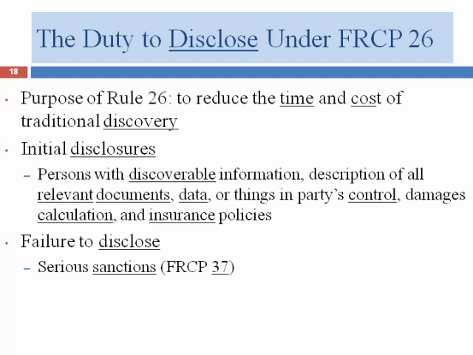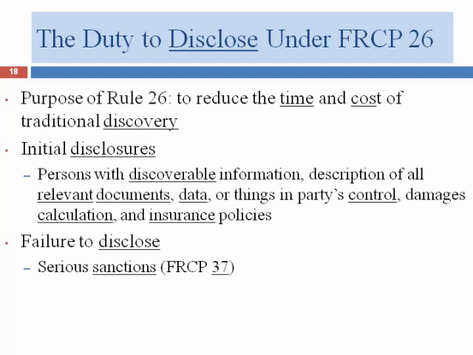Parties with discoverable information, the initial disclosures are you have to list individuals who have discoverable information. You have to describe all the relevant documents and data or things that might be in your control. You have to calculate damages, and you have to disclose insurance policies that may be applicable. So the goal here is, or at least intended, to reduce some of the gamesmanship so that both sides know from the get-go they have to provide some of this information.